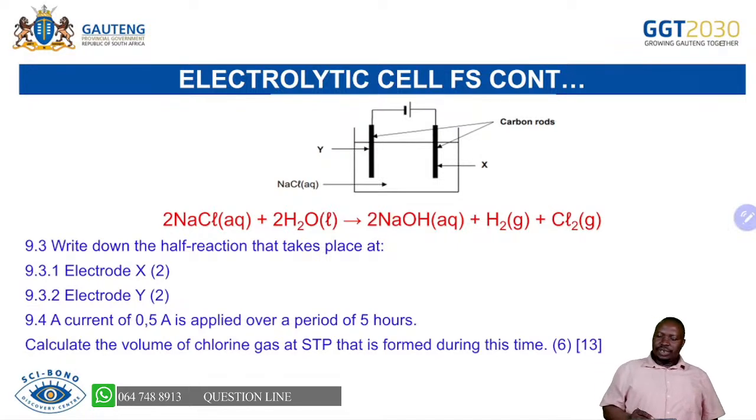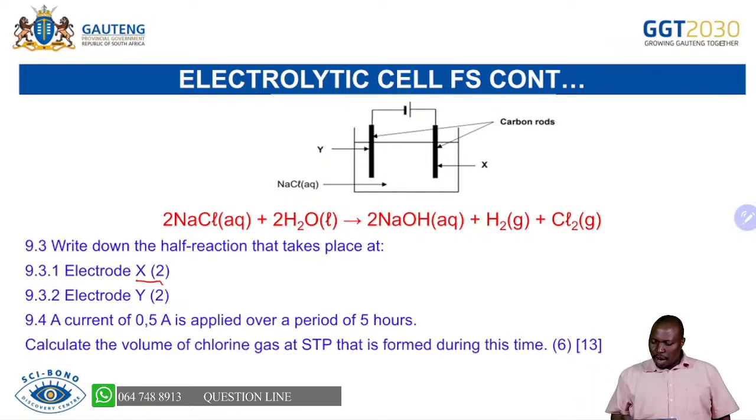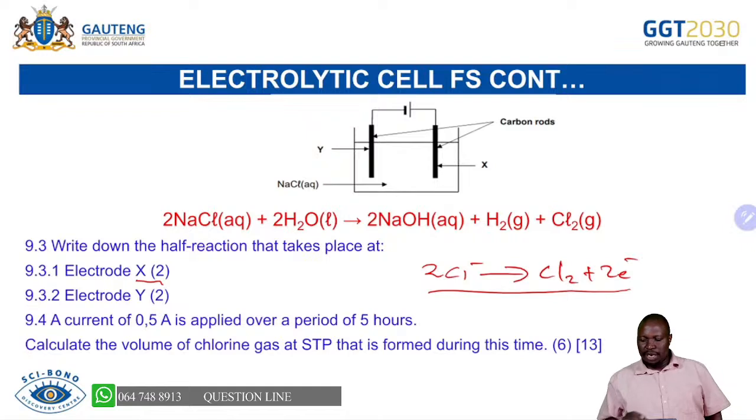Now, write down the half reaction that takes place at electrode X. You know that where chlorine is, that is the positive anode. We said on that one, the 2Cl⁻ forms Cl2. So you just write the reaction that forms Cl2, and you're able to say this is the reaction that takes place at X.